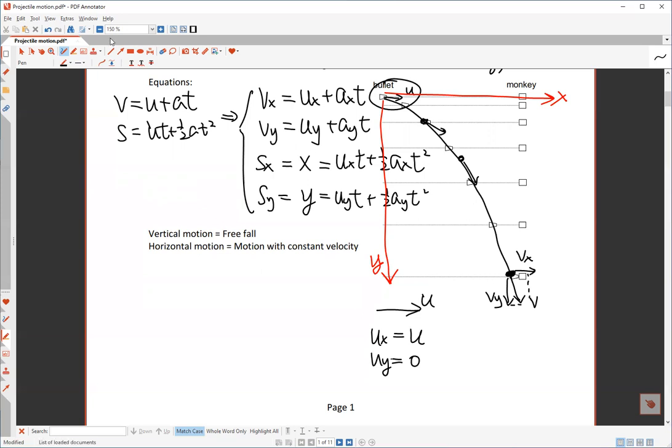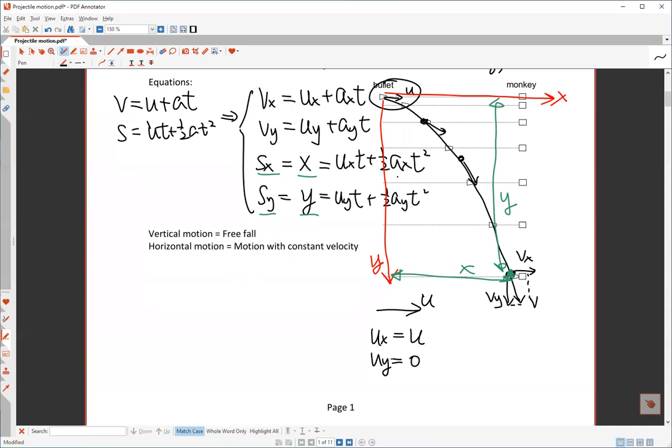And x is the horizontal displacement. So let's say at this point, x is the horizontal displacement. This is the x, and this is the y, the vertical displacement. I use the symbol x for the horizontal displacement rather than sx, and I use the symbol y for the vertical displacement rather than sy.